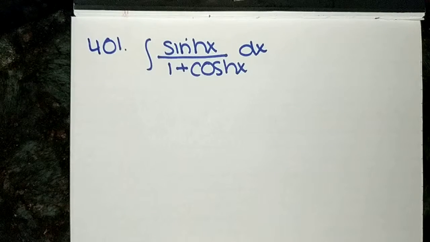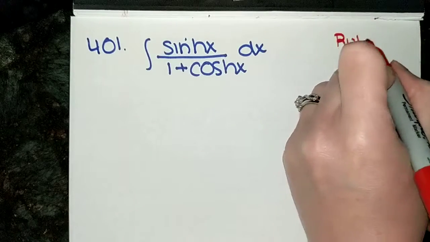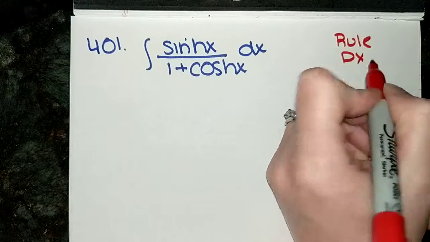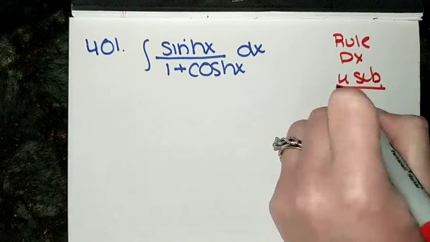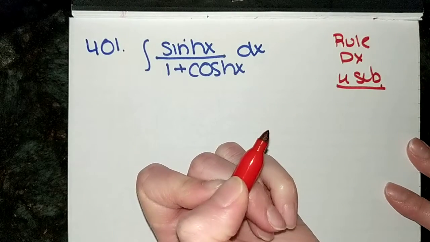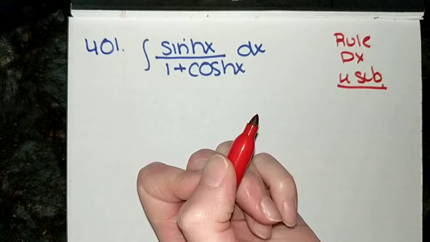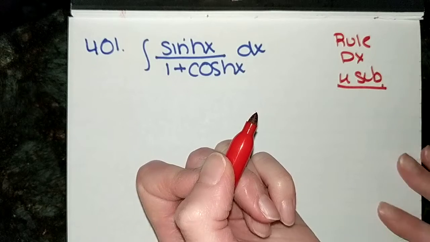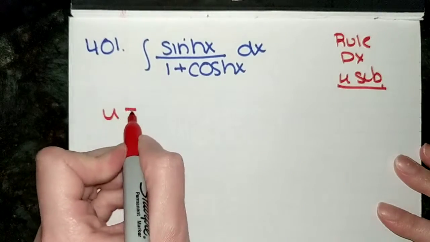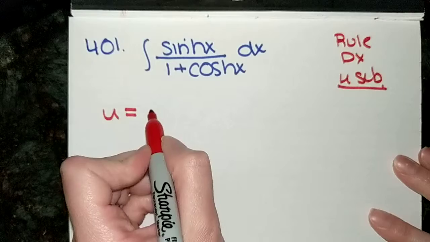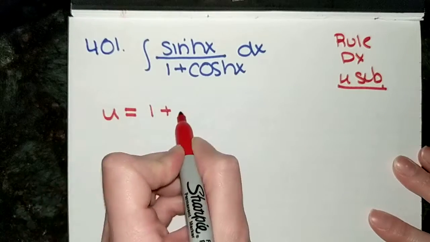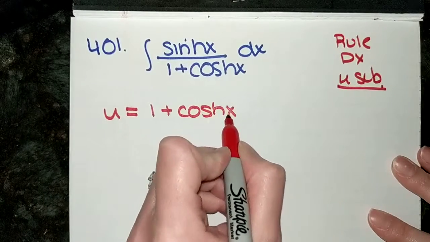Okay, so here what we are looking at is something that we don't have a nice little formula for. And so because there's not a rule and there's really not a simplification for us to do, we are going to have to go into U substitution. So whenever there's kind of a toss-up between the numerator versus the denominator, we usually like to pick the denominator. So I'm going to try that here, and my U will be 1 plus hyperbolic cosine.